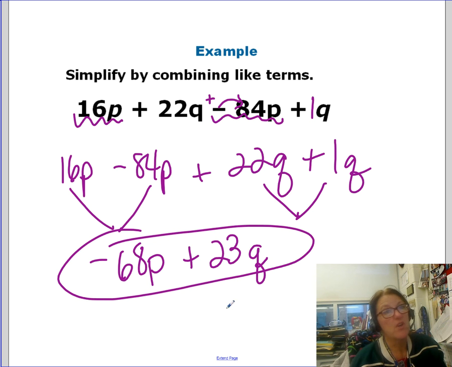That's as far as you can go because these two variables are different. We can't combine P's and Q's. There you go. Done. That's as much as you can simplify.